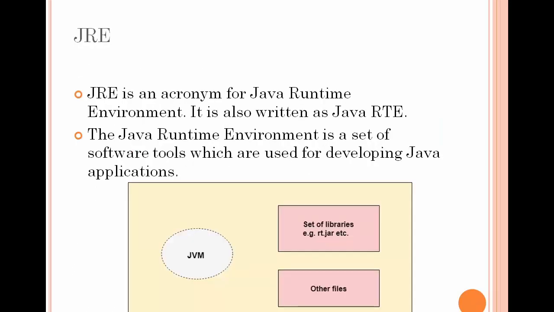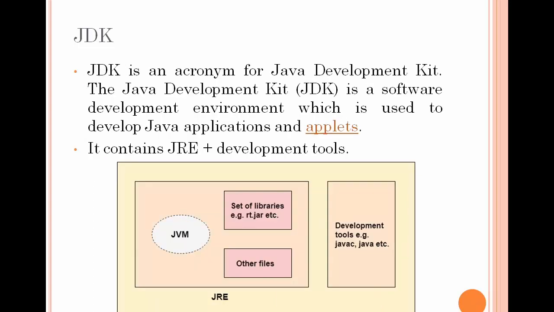JRE, which is Java Runtime Environment, is a set of software tools which are used for developing Java applications. It contains both JVM and some set of libraries and other files. JDK, which is Java Development Kit, is a software, and JRE and JDK physically exist. Okay, except JVM, these two physically exist.